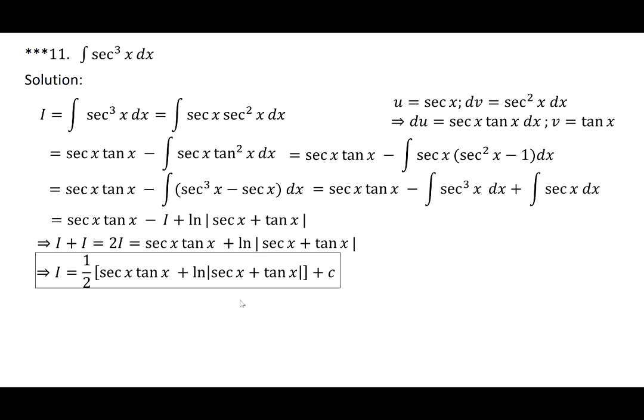Okay, and the next one is integral of cosecant cube x. Could you please do that yourself? You proceed in a similar way. You say cosecant cube x is equal to cosecant x times cosecant square x dx, and plug in u equals cosecant x and dv equals cosecant square x dx and so on. Cool. That's a good idea.